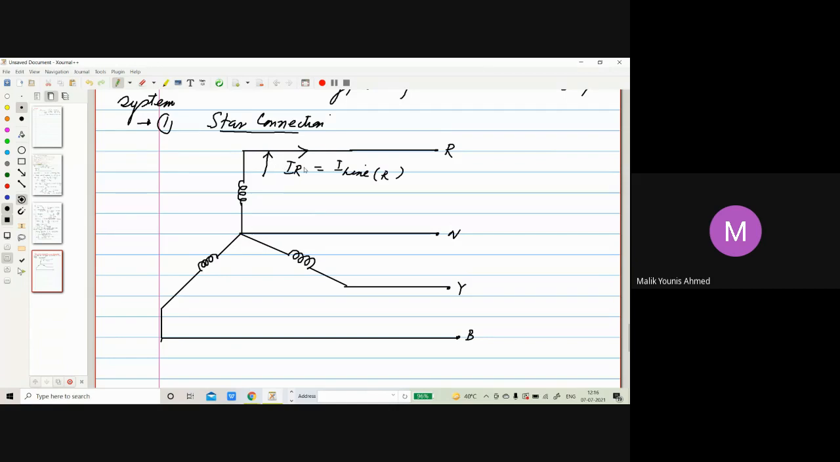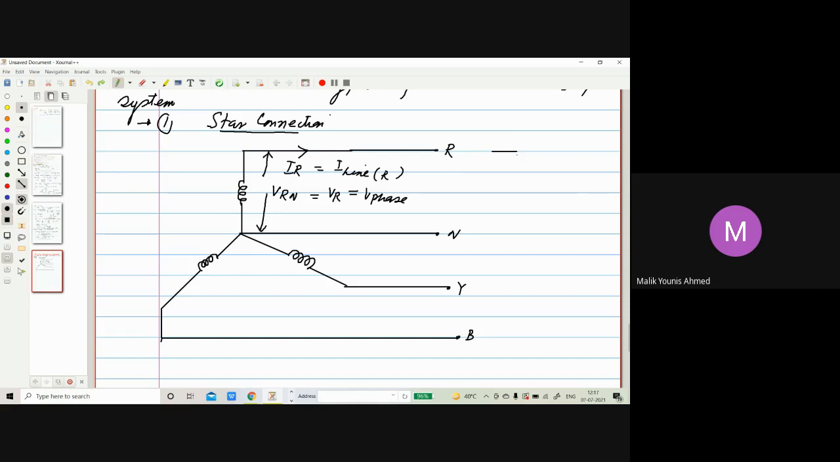I am writing between any phase and neutral. Let's say R phase. So voltage will be VRN, that is between line and neutral. We normally call it VR, and that is nothing but V phase. Phase voltage is between any line and neutral. Between two lines, let me say R and Y.